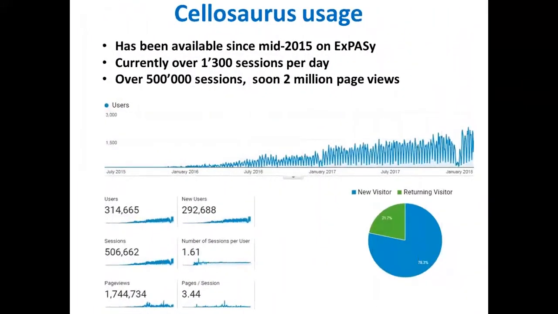Just some statistics of usage. It was put on Expasy in mid-2015, so a little bit more than 2 years ago. Now there are more than 1,300 sessions per day. In the last few weeks, it was more like 1,400. And soon there will have been 2 million page views already. As you can see, 500,000 sessions and 300,000 users.